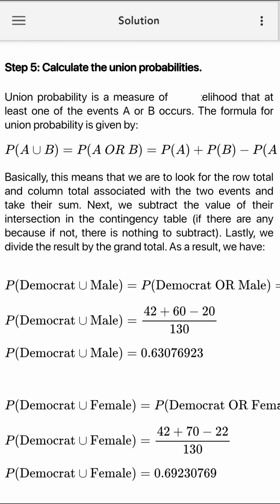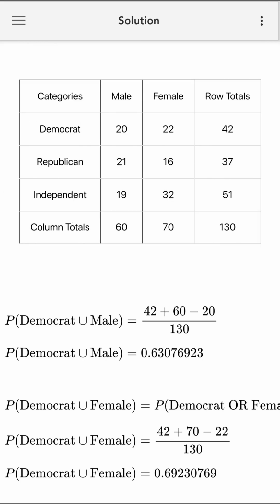As an example, to calculate the union probability that a random respondent is a Democrat or male, we add the row total for Democrat and the column total for male, and then subtract the intersection between the 2 events. As a result, we have 42 plus 60 minus 20, which is equal to 82. We divide this result by the grand total of 130 to get the union probability equal to 0.6308. This process is repeated for the remaining required union probabilities, maintaining a consistent approach throughout.